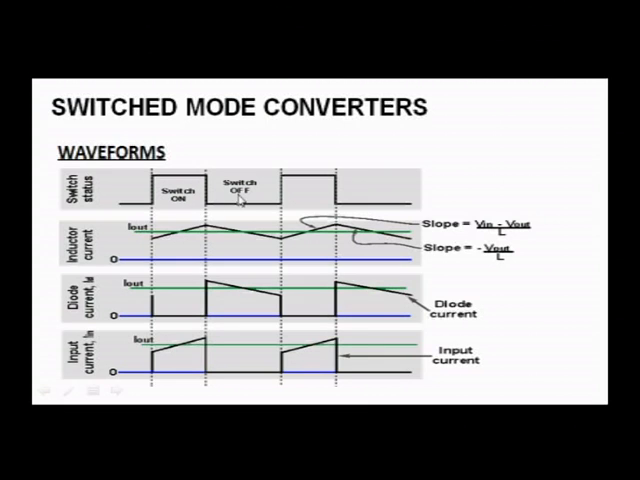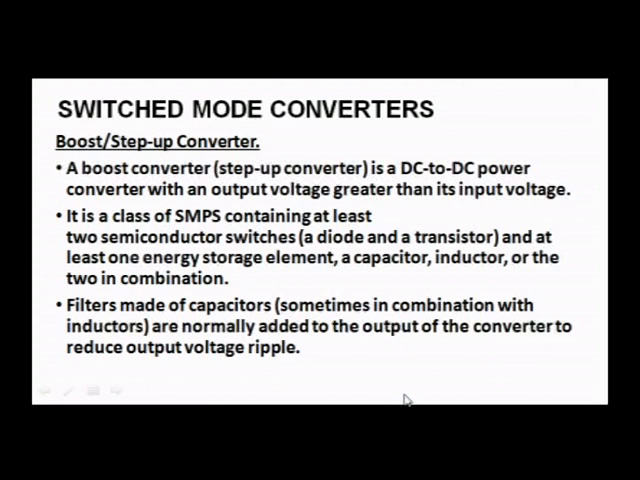Switch status on and off, then inductor current, I already told you, linearly increasing and decreasing. Then diode current, please see, only when the switch is off will the diode work. So, that is why only in the off position of the switch you are having it. Input current is there only when the switch is on, and please see, input current is discontinuous here. In the off position there is not going to be current. So, this is a very major difference between the other converters and this converter. Okay. So, that is about the buck converter or step down converter.